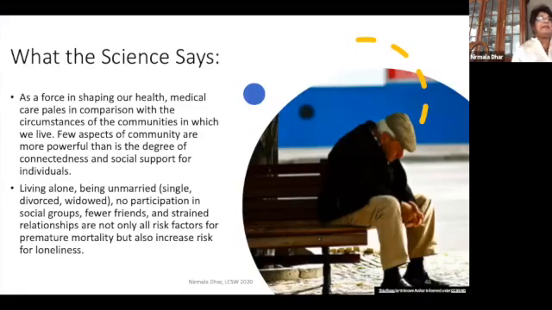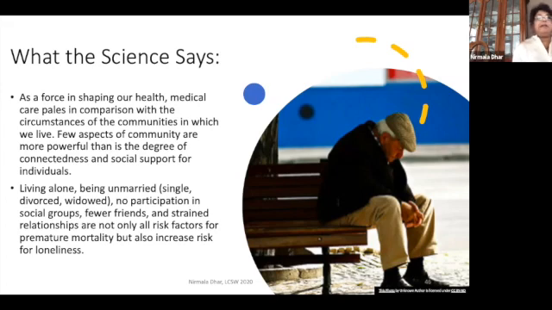Next slide. So what does the science say about social isolation? As a force in shaping our health, medical care pales in comparison with circumstances of the communities in which we live. Few aspects of community are more powerful than the degree of connectedness and social support for individuals. And all of this has really been brought to the forefront during this pandemic, where we had those really restrictive stay-at-home orders and how it impacted our mental health and our mental wellness. Imagine living with that all the time.